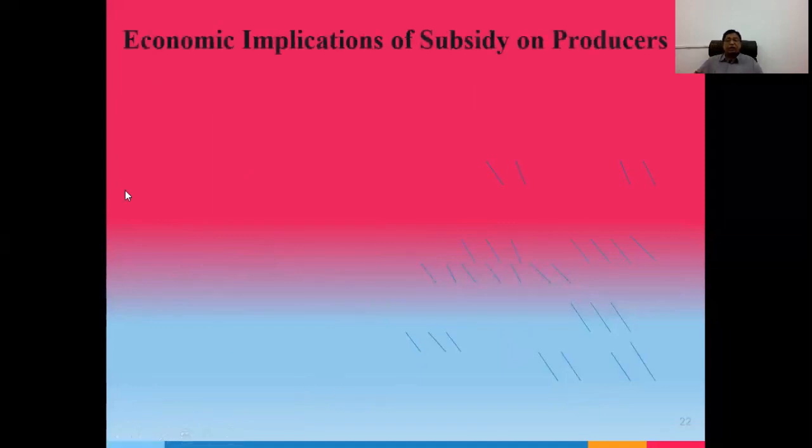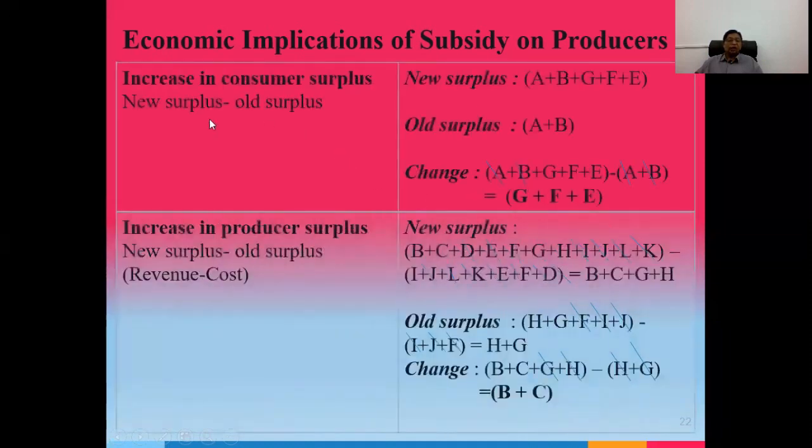Then economic implications of subsidy on producers. I would like to summarize what we have so far discussed with the help of our previous diagram. Increase in consumer surplus: again, the difference between new surplus and old surplus. Old consumer surplus, before subsidy, is given by the area of A plus B. New surplus, as you can remember, is greater than old surplus. New surplus is given by the area of A, B, G, F, E.